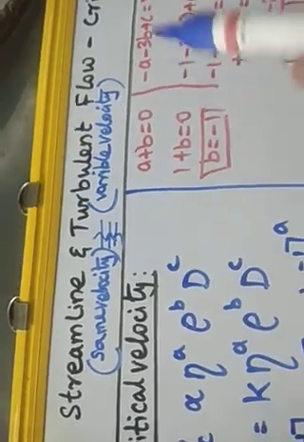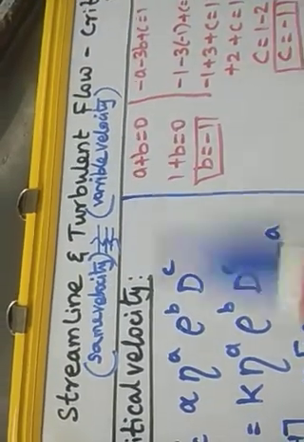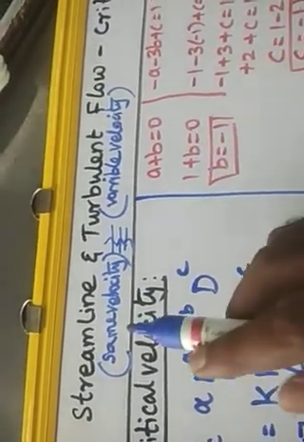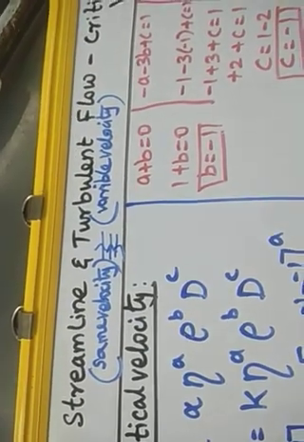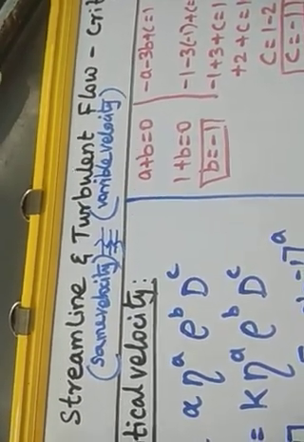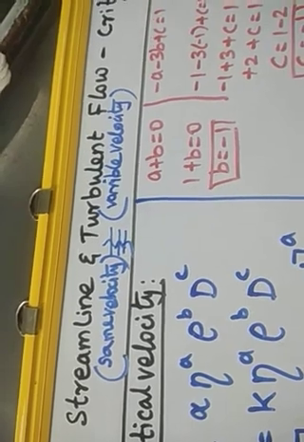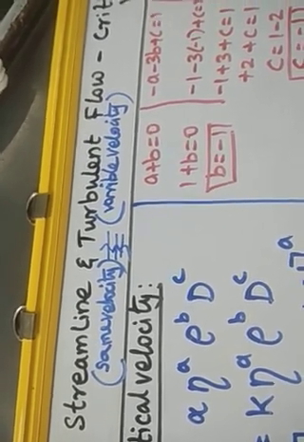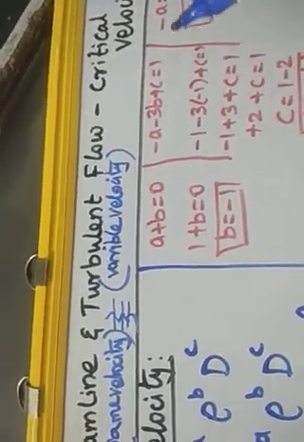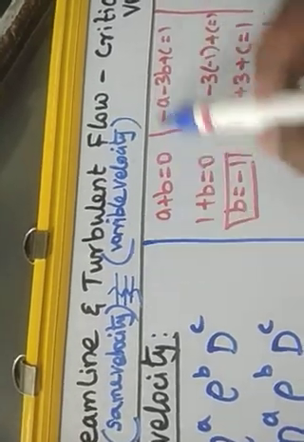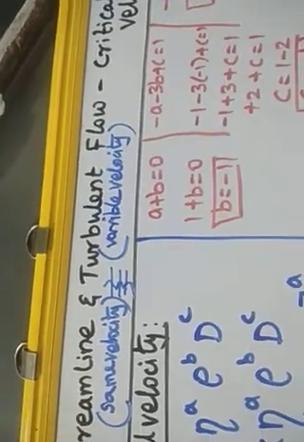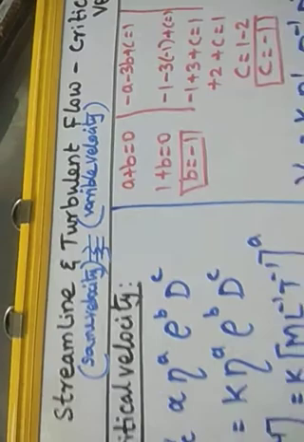So when the liquid is flowing with a very low velocity, that flow is called streamlined flow. If the velocity of the liquid increases to a certain value, that velocity is called the critical velocity. Above the critical velocity, the flow of the liquid is called turbulent flow. Now we are going to derive an expression for critical velocity.